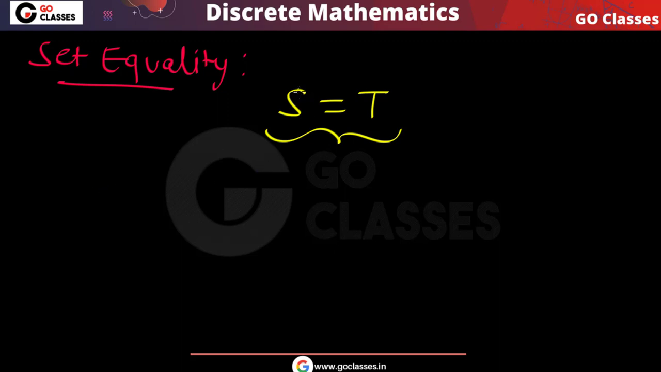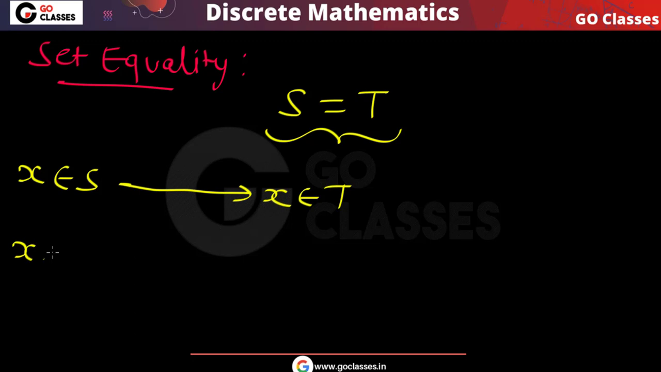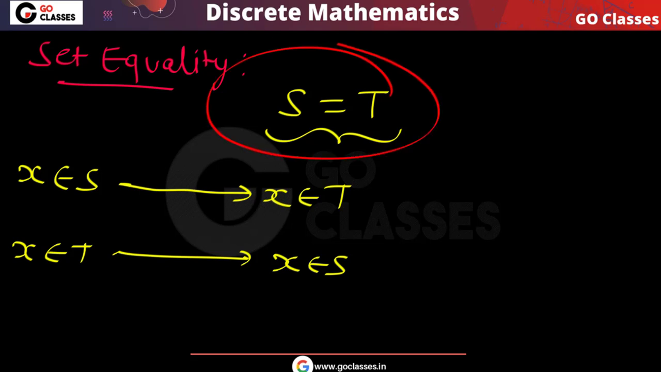The definition is very simple, that they should be exactly the same. Every element of S should be in T, and every element of T should be in S. So I can say, if any element belongs to S, then it should also belong to T, and if any element belongs to T, then it also belongs to S. So this is the idea. Then we can say that these two sets are equal.